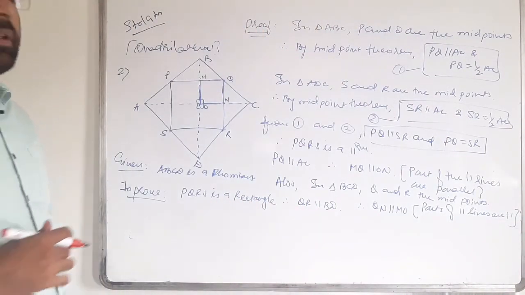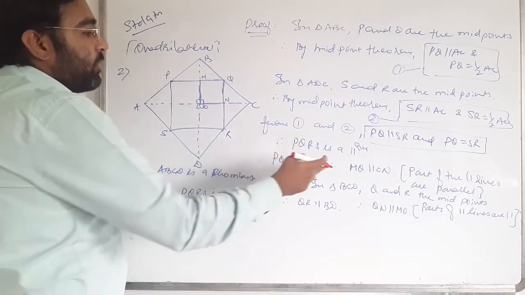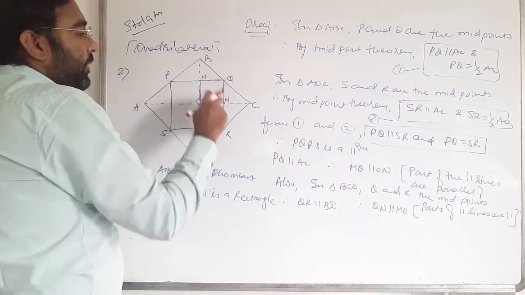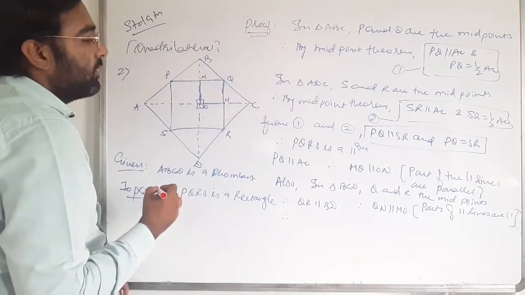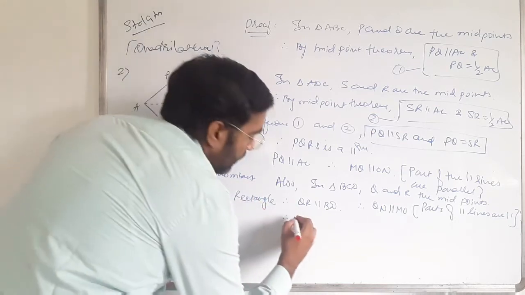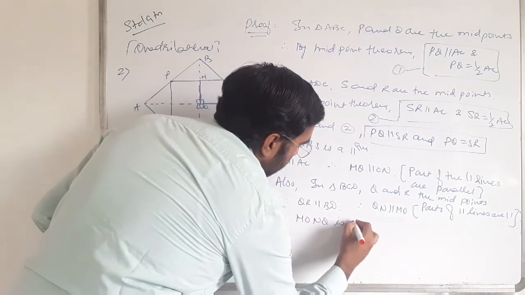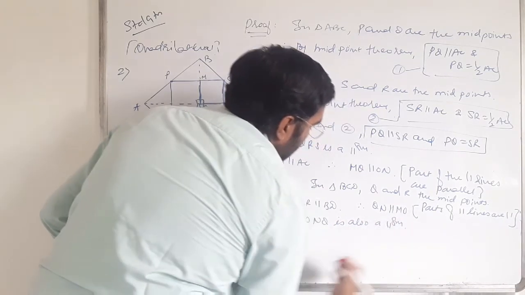Okay, parts of the parallel lines are parallel. So for that, MQ is parallel to ON and QN is parallel to MO. Therefore we also write that MOQN is a parallelogram.